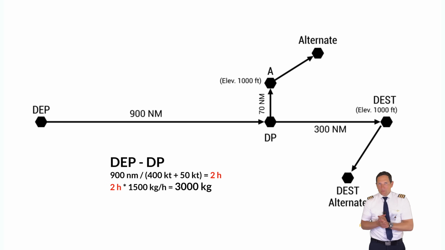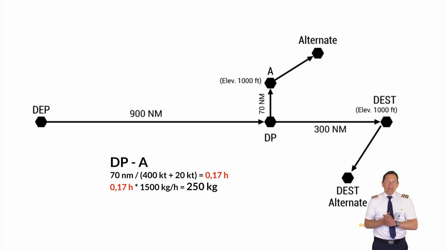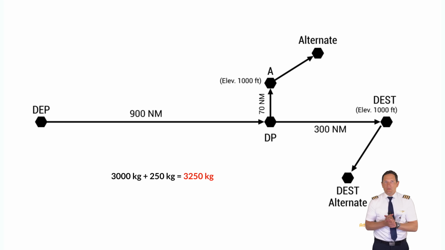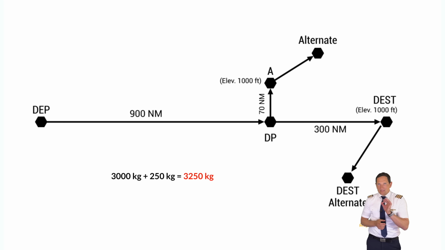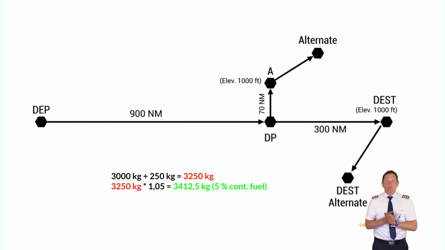Once we are at the decision point, we reroute towards the destination A, but now we have to consider the reduced tailwind of only 20 knots and do another fuel consumption calculation, which will give us this amount. Then we add those two fuel figures together, ending with 3,250 kilograms. Now this time around, we need to add 5% contingency on the entire trip fuel. So 5% of 3,250 kilograms gives us 162.5 kilograms.